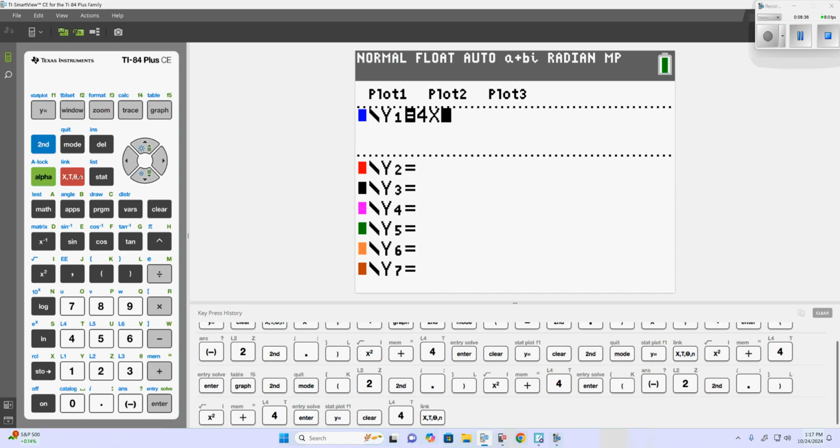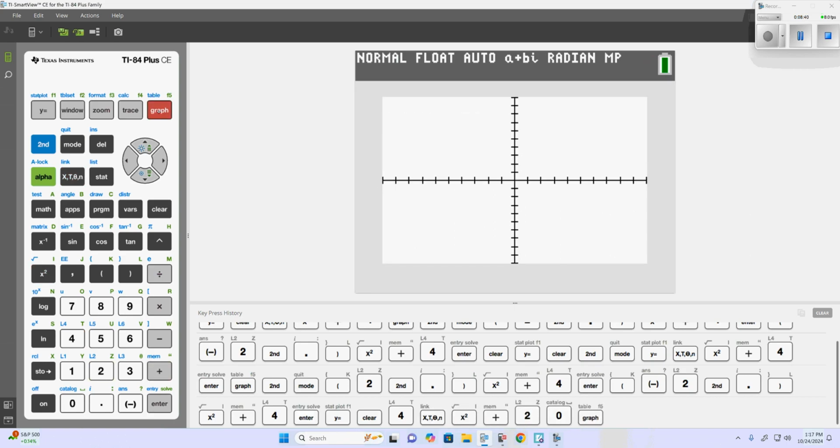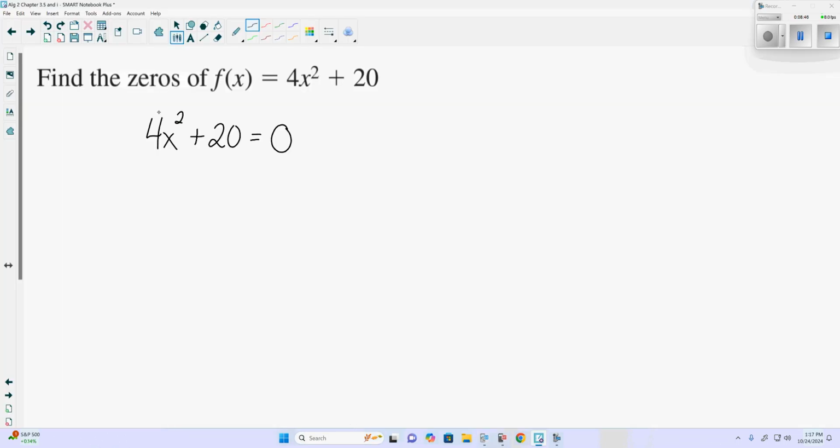And again, we can graph it, but just like the previous one, f of x equals 4x squared plus 20 doesn't cross the x-axis. There is no point where this function is going to intersect the x-axis. So, do we have a middle term? Do we have an x to the first power, just x? No, we just have x squared. So we can use the square root method.